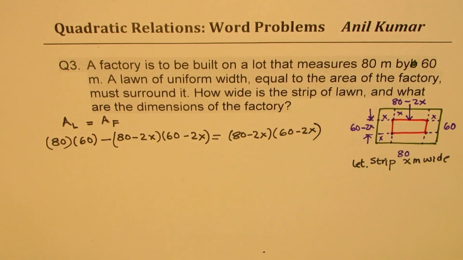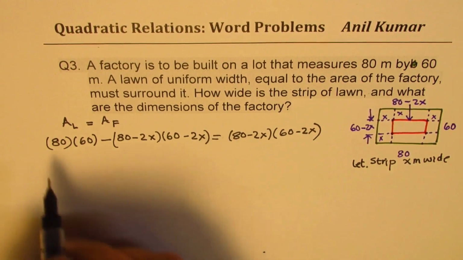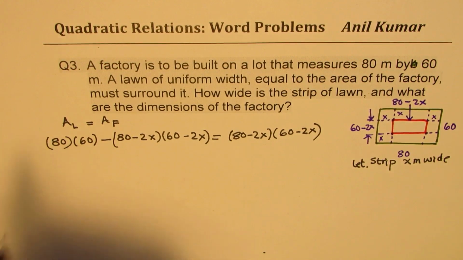Now that gives you a lot of big numbers to work with, correct? Now I'll show you in my calculation how we work with simpler steps, right? So it is 80 into 60 here.